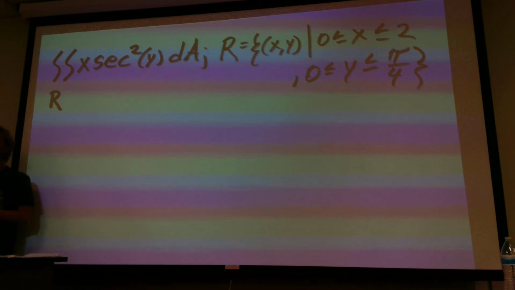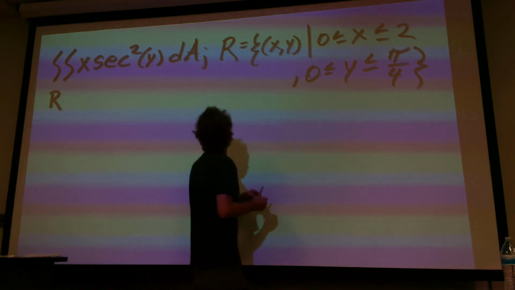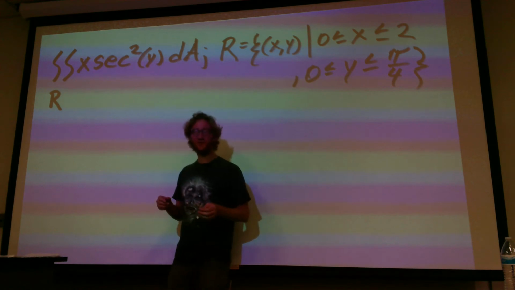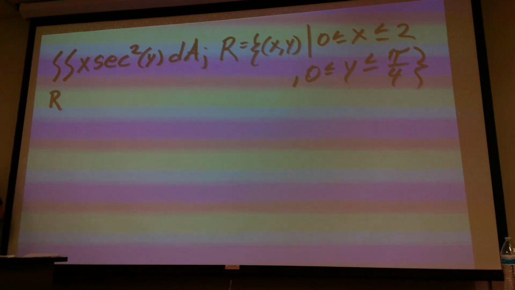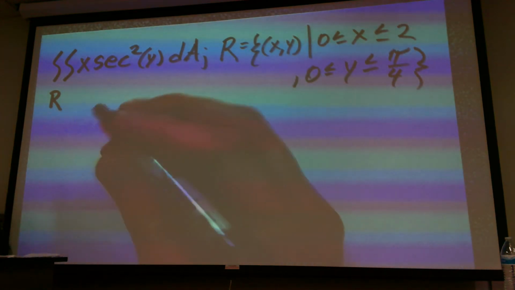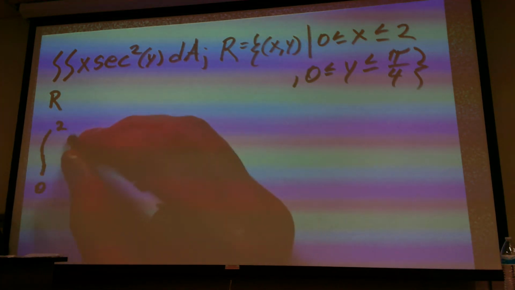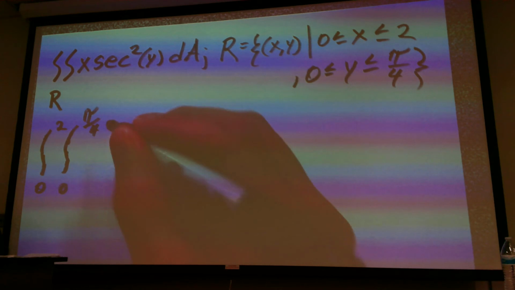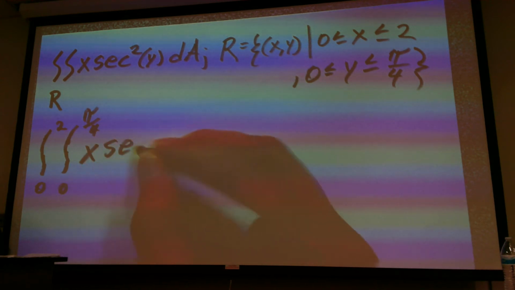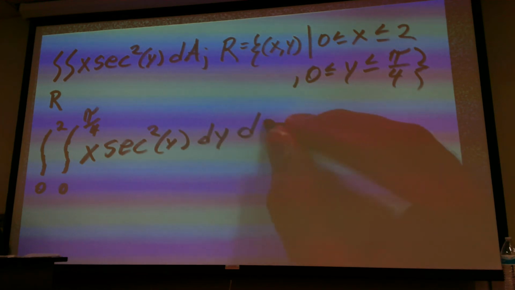Okay. So once again, we have a rectangle that we're wanting to do a double integral for, but this time we actually have a function. All right. And once again, the order of this integration doesn't matter. See how I did it? I decided to integrate with respect to y first. So this is going to be the integral from 0 to 2, and the integral from 0 to pi divided by 4 of x secant squared of y, and this is going to be dy dx.